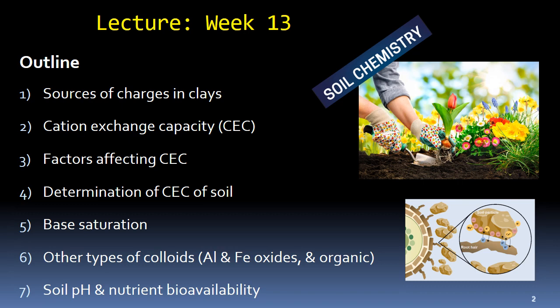Then we're going to learn about base saturation, and then we're going to discover together other types of colloids. As you remember from the previous lecture, we have crystalline clays, and then we have other types of colloids, which basically are the aluminum and iron oxide or organic colloids. And finally, we're going to see how soil pH is related to the concepts of charges and cation exchange capacity, and how the soil pH is going to affect the nutrient bioavailability.